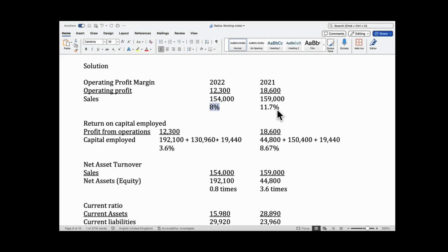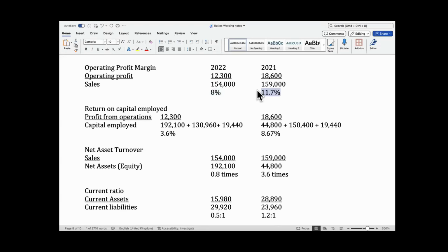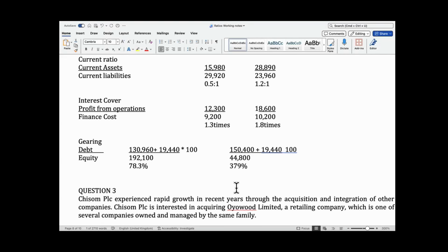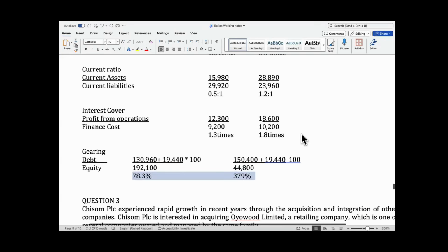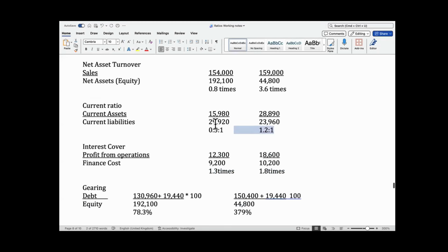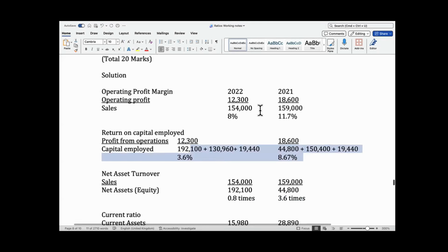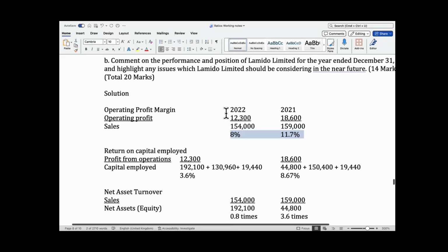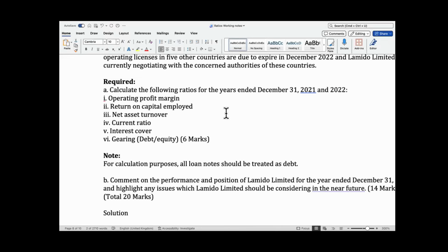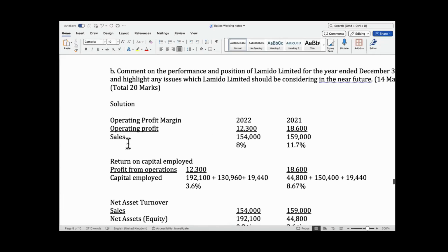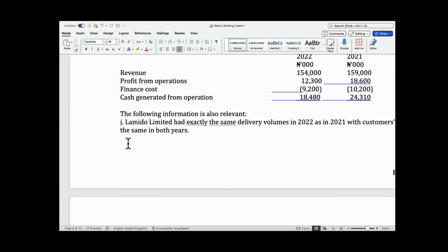Of course, they are not doing well at all because all profitability ratios are declining. All liquidity ratios are declining, except gearing, which is okay. This is very okay to decline. Interest cover declining, current ratio declining, net assets turnover declining, return on equity declining, operating profit margin declining. This is not good. So I'm going to paste the comments here for you to read before I paste it for you.